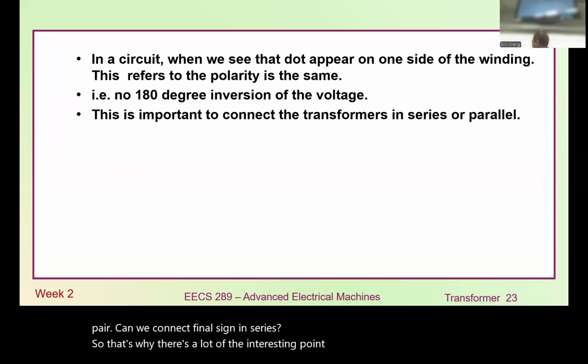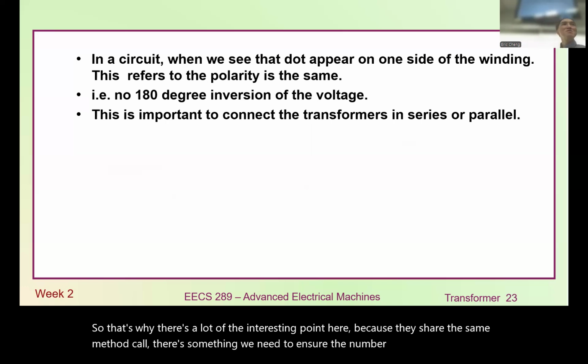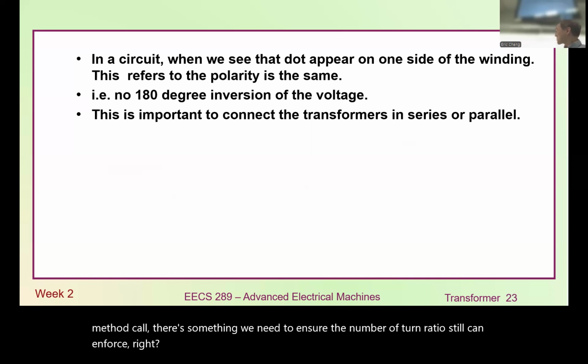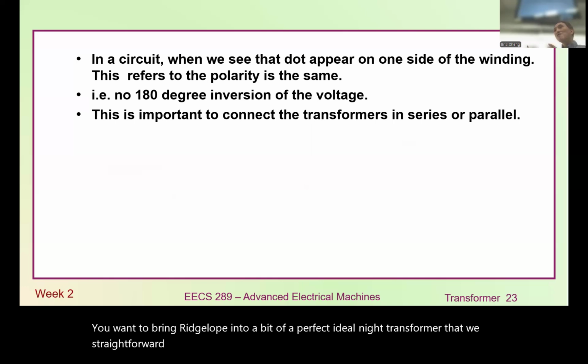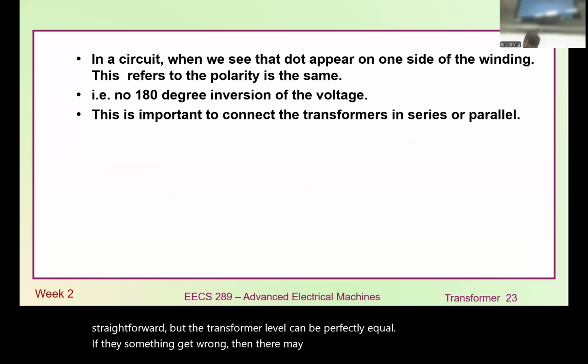So there's a lot of interesting points here. Because they share the same magnetic core, there's something we need to ensure: the turns ratio can still be enforced, right? Another thing we need to look into is that the perfect ideal transformer is straightforward. But a transformer can never be perfectly equal. If something goes wrong, then there may be some circulating current circulating internally. They will get hotter and hotter.